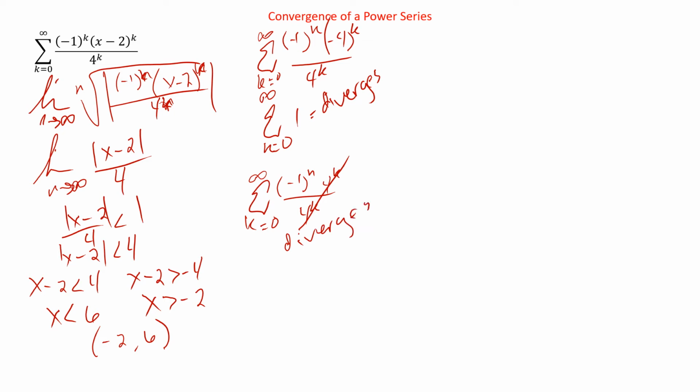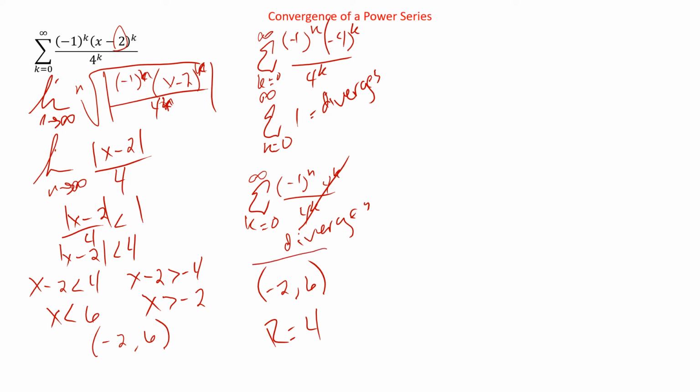diverges. So in this case, neither endpoint will converge, which means our interval of convergence is this negative 2 comma 6 interval, and the radius of convergence is going to be half of that. So 6 minus negative 2 is 8, divided by 2 is 4. Also, we're starting out at 2. 2 to 6 is 4, negative 2 to 2 is 4. Radius of convergence is 4.